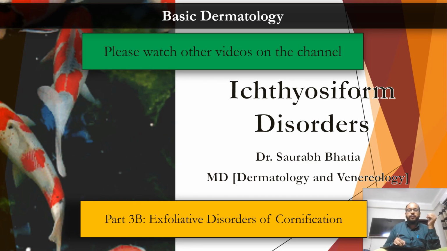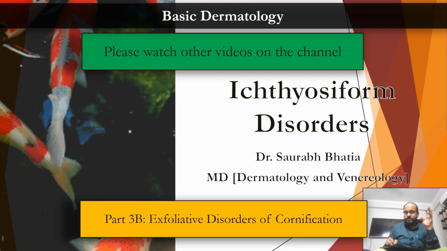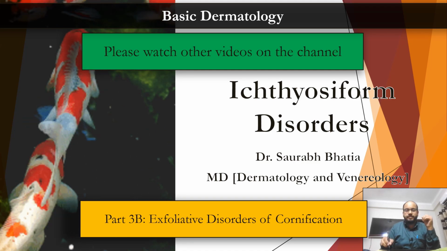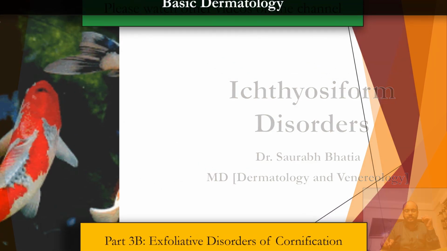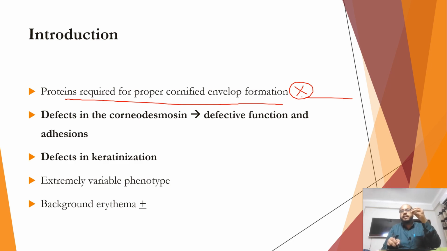So the second part of syndromic ichthyosis is exfoliative disorders of cornification. Let's start with the presentation. Now, in these disorders, the proteins which are required for proper cornified envelope formation are defective. Or you could say that there are problems in the process of keratinization. So there are defects in keratinization. Mostly the disorders have a problem in corneodesmosin.